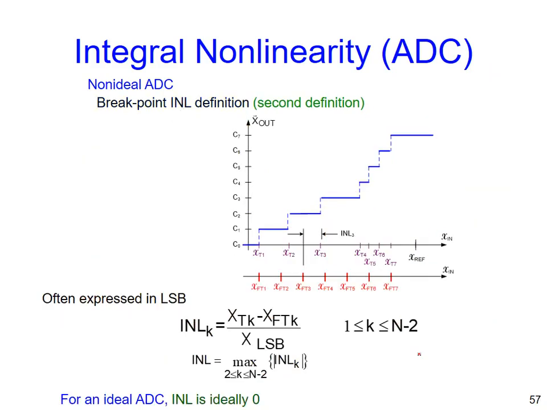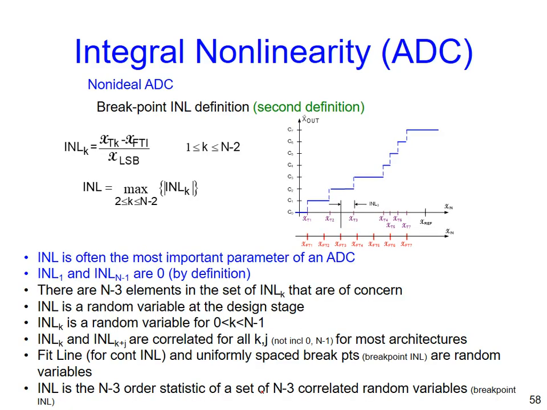Okay, anyway, we still get the maximum one. For ideal ADC, INL is 0. Wow, that is really, really important. Never mind what kind of definition you have for ADC or DAC, the most important parameter or specification is INL. That is really, really important.